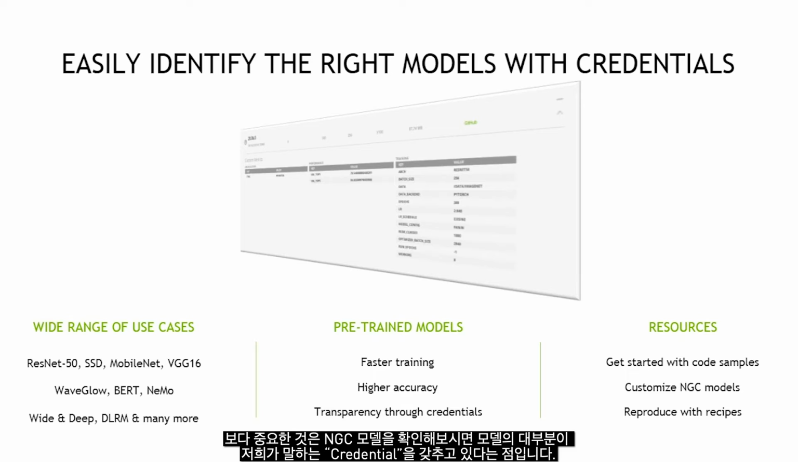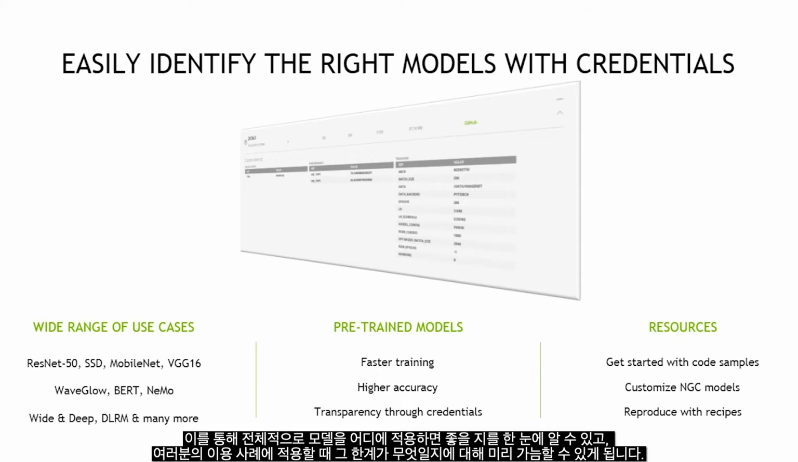And more importantly, as you come to NGC and look at all these different models, you'll see that most of these models actually carry what we call credentials. And so the credentials idea here is that it lets you know how we train the model, what the accuracy of the model is, what was the batch size, and where we got the data set from. So really kind of giving you an upfront view of what the model looks like, what you can use it for, and maybe more importantly, what the limitations of the model could be when you start using it for your own use case.